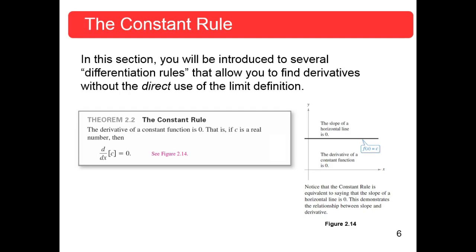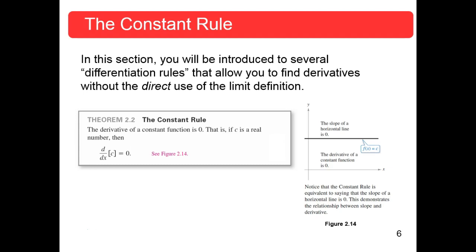That's where the rates of change come in. So let's talk about the constant rule. A real biggie. In this section, you'll be introduced to several differentiation rules that allow you to find derivatives without, oh shucks, the direct use of the limit definition. The constant rule. The derivative of a constant function. Picture a constant function. How would you picture a constant function for me? 2. Okay, y equals 2. Picture that for me. Tell me how you would graph it.